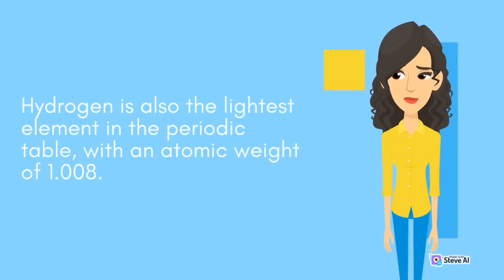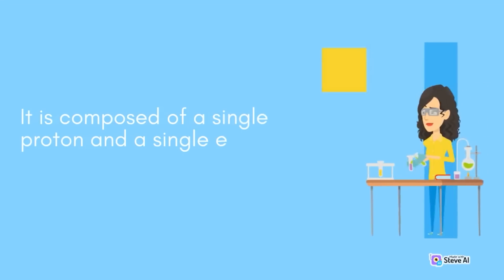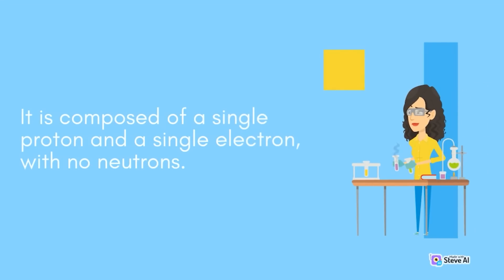Hydrogen is also the lightest element in the periodic table, with an atomic weight of 1.008. It is composed of a single proton and a single electron, with no neutrons.